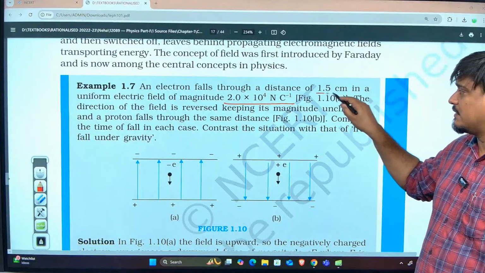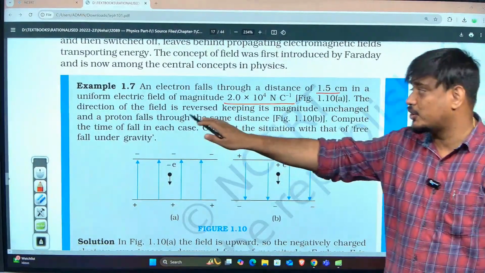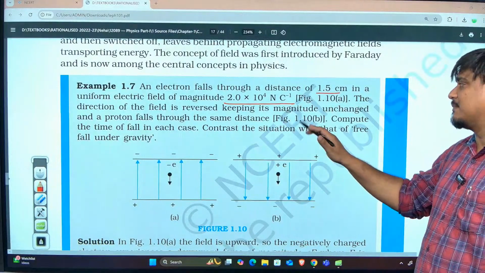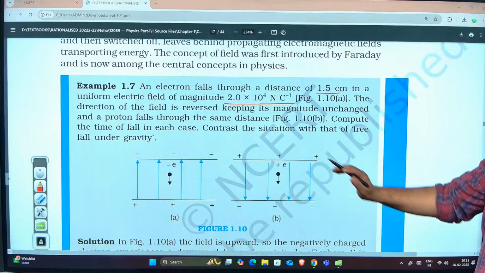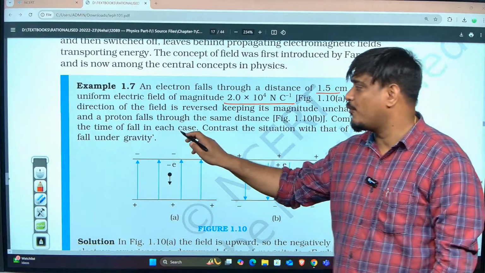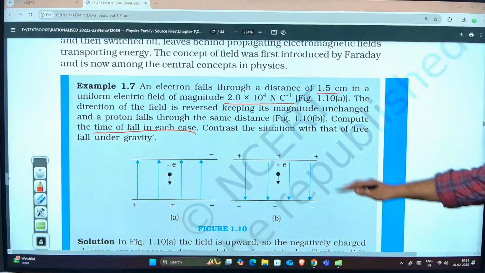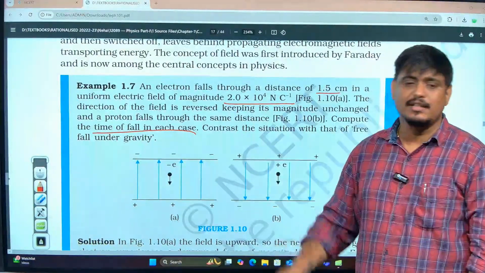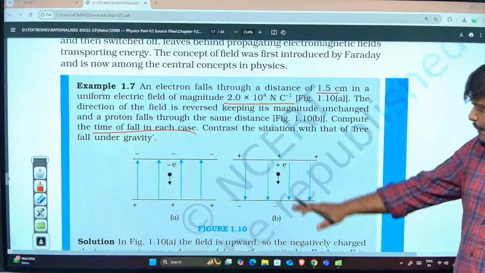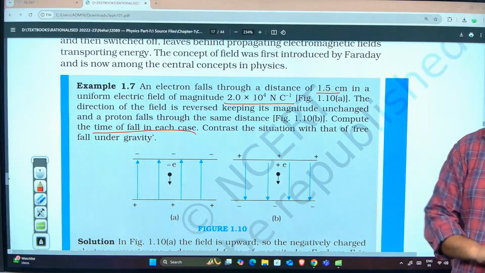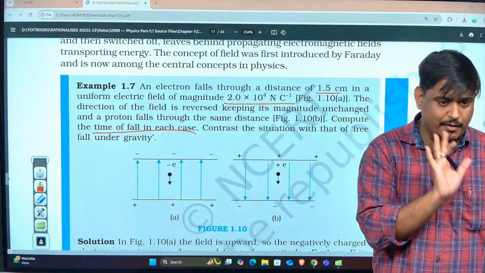They have given the distance from which it falls, and then they are asking: the direction of the field is reversed, keeping its magnitude unchanged, and a proton falls over the same distance as in the second diagram. Compute the time of fall in each case. So what they are asking is, if an electron is falling in this electric field, what will be the time taken for it to come down? If a proton is falling in this electric field, what will be the time taken for it to come down? That is the question. Is it clear to everybody?